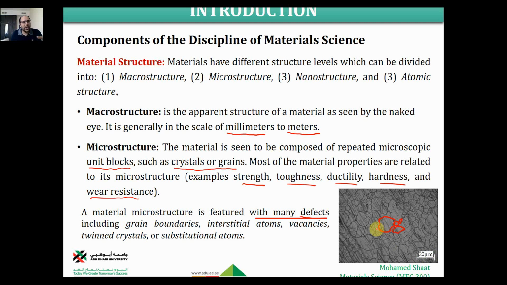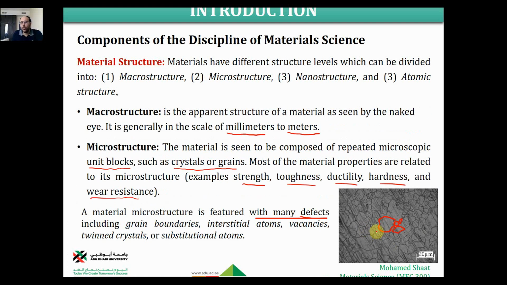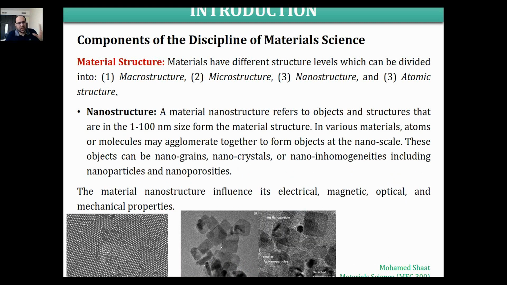We found that if we refine or decrease the size of this grain, like all of these grains, all of them, they're going to be in the nano size. This material will be stronger and tougher, and it means that we are achieving significant changes in the mechanical properties. And this is the objective of the nanostructure.